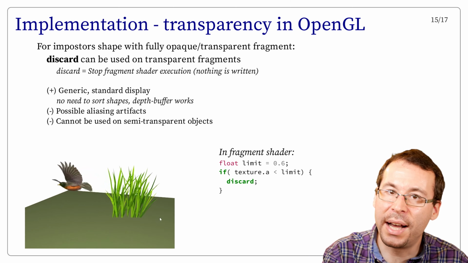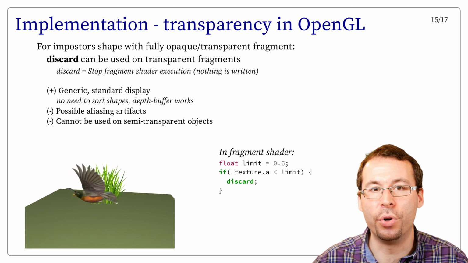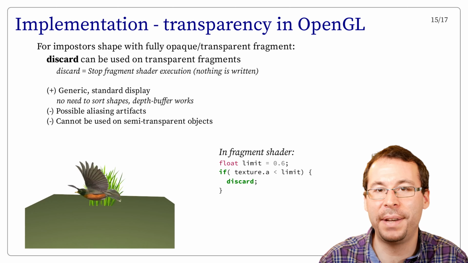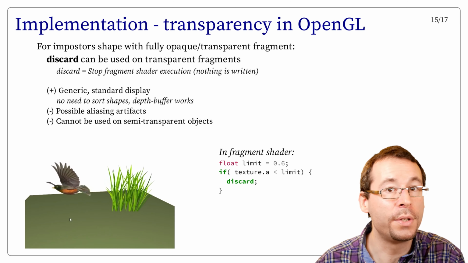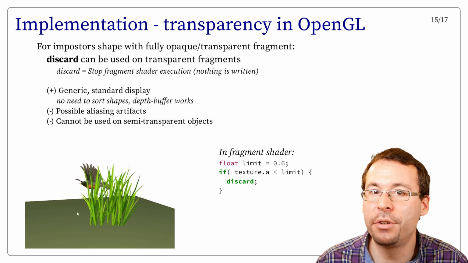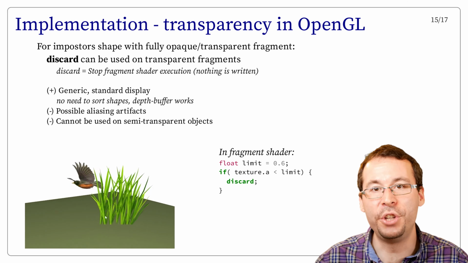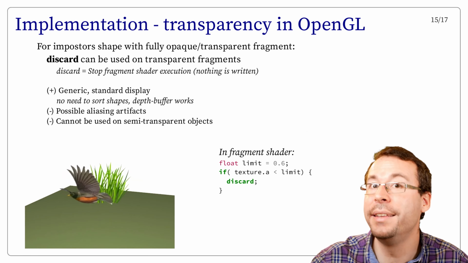On the downside, as it's a binary approach, we can see some aliasing artifacts at the border of the fragments that are discarded. And of course, this approach doesn't work for semi-transparent objects, for which we need to use the color blending in the correct order.